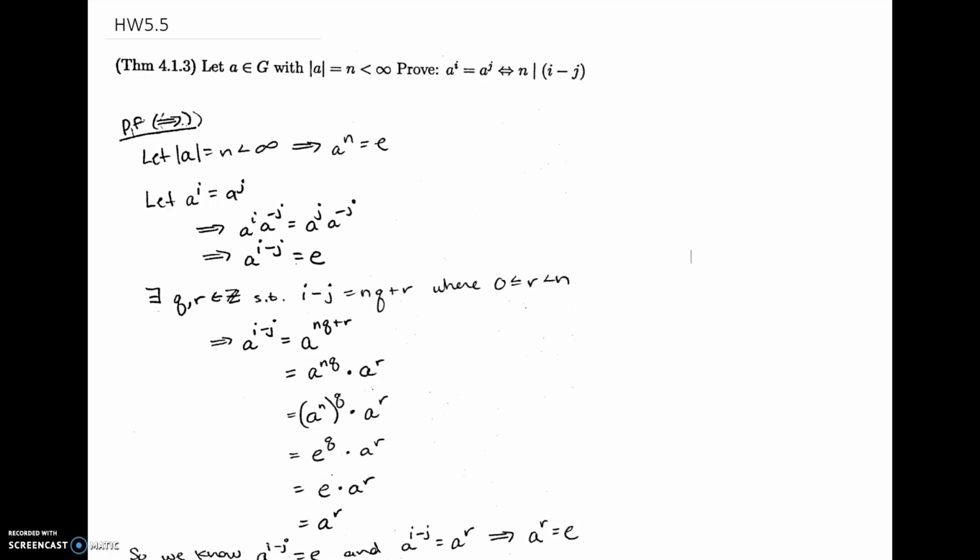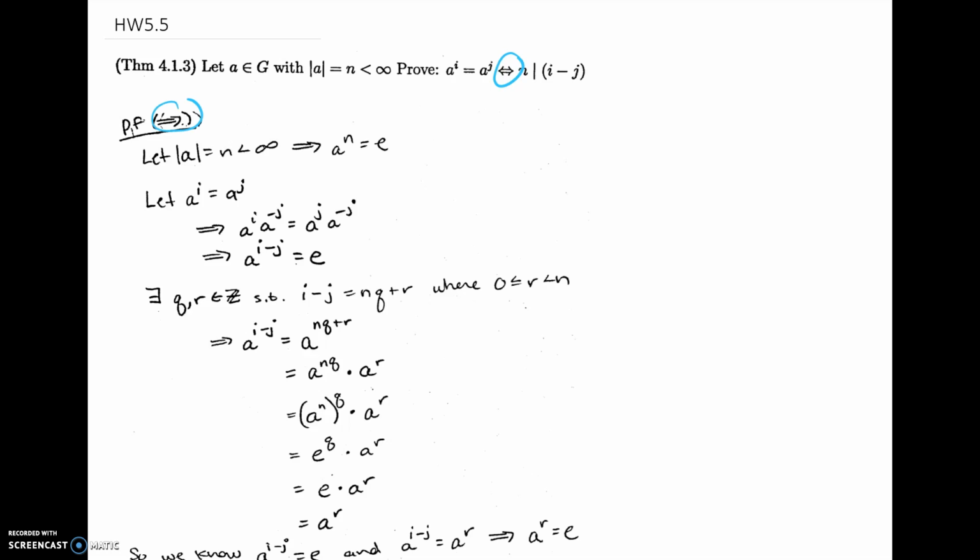So let A be an element of G with the order of A equaling n, which has to be less than infinity. Prove that A to the I equals A to the J if and only if n divides I minus J. Since it says if and only if, we're going to have to prove it in both directions. So first we're going to prove it from left to right, so in this direction.